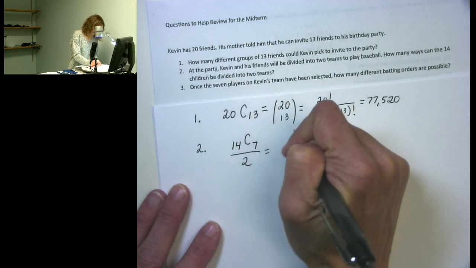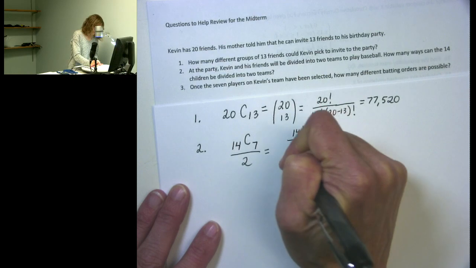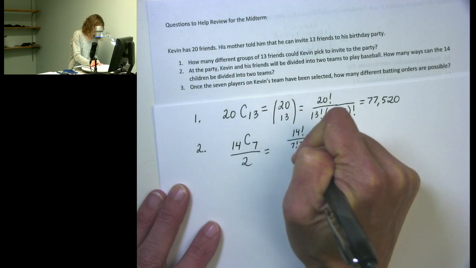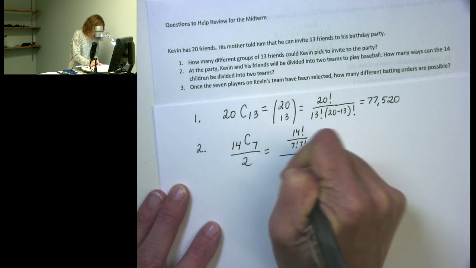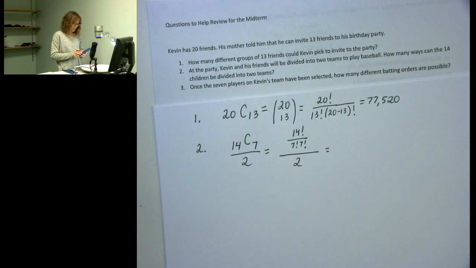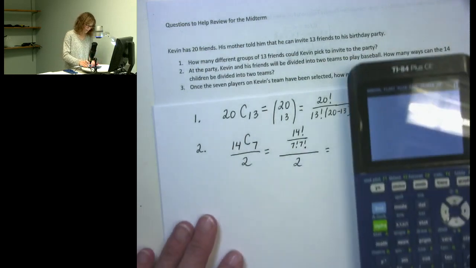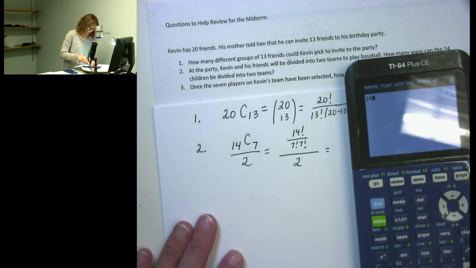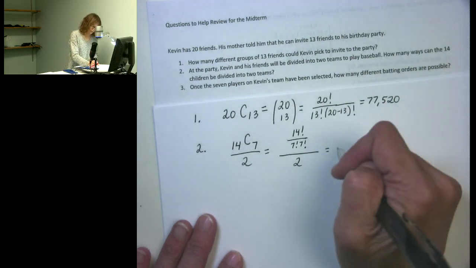So again, this would be 14 factorial over 7 factorial times 7 factorial, the whole thing divided by 2. And again, working in the TI calculator, that would be 14, math, scroll over, choose 7, and then I can divide that answer by 2. So 1,716 different ways that they could be formed into 2 teams of 7.